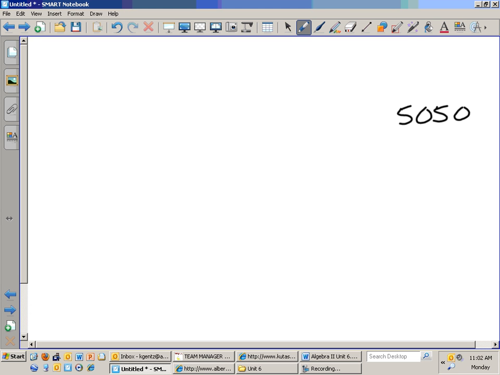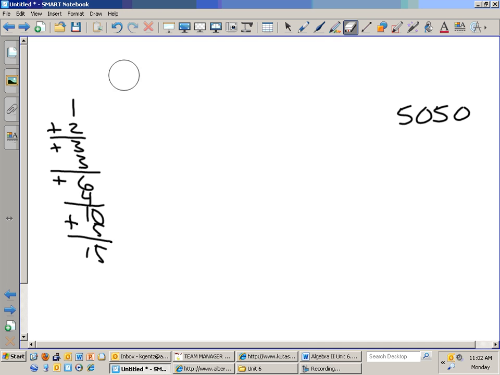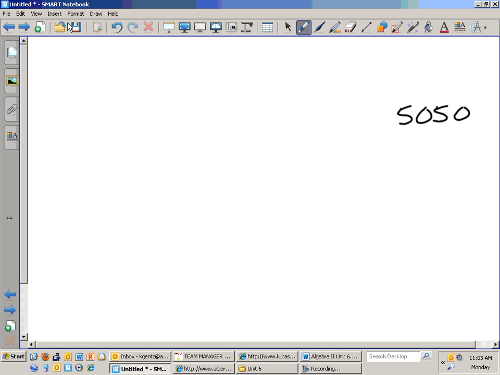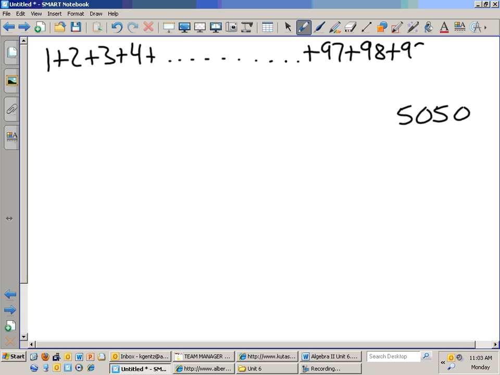Now, she was very confused at how he did that because she figured that he would go 1 plus 2, which is 3, plus 3, which is 6, plus 4, which is 10, plus 5. And boy, that would take a long time, wouldn't it? Well, here's his approach, and I think that this gives a really good idea for how we do arithmetic series. He wrote it out like this: 1 plus 2 plus 3 plus 4 plus dot, dot, dot, plus 97 plus 98 plus 99, plus 100.